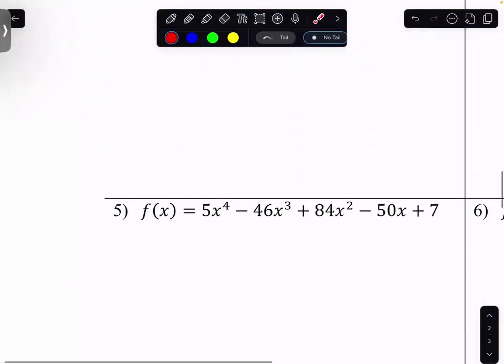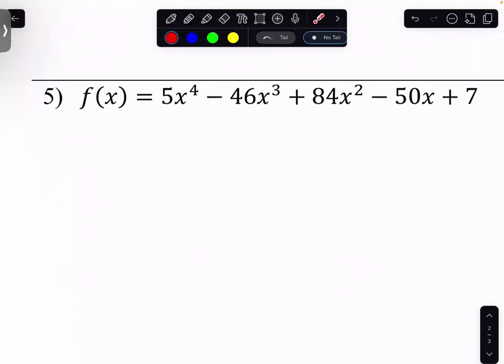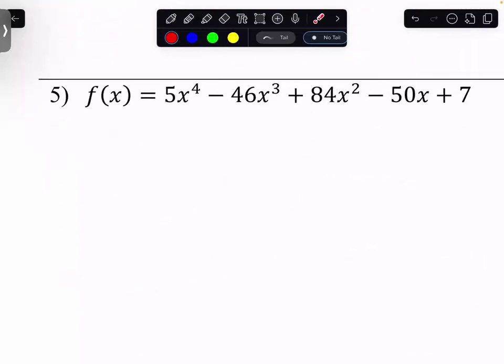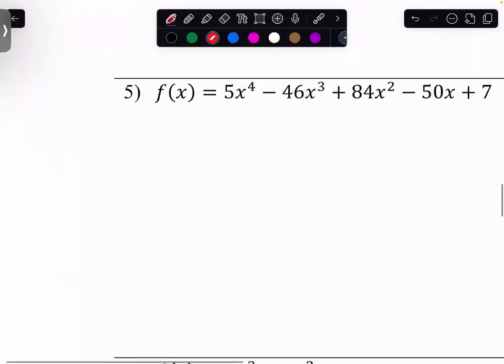Okay, let's jump down to problem 5, please. Okay, so again, this is in standard form. There's no parentheses. So part A, end behavior. Go ahead and try to do this on your own, right? This is something you've been doing since the 1.1 lesson.